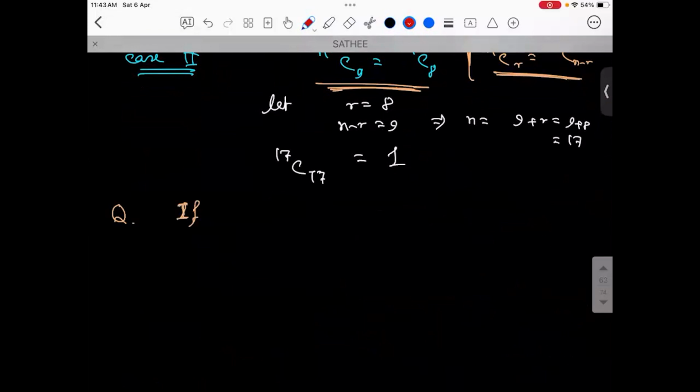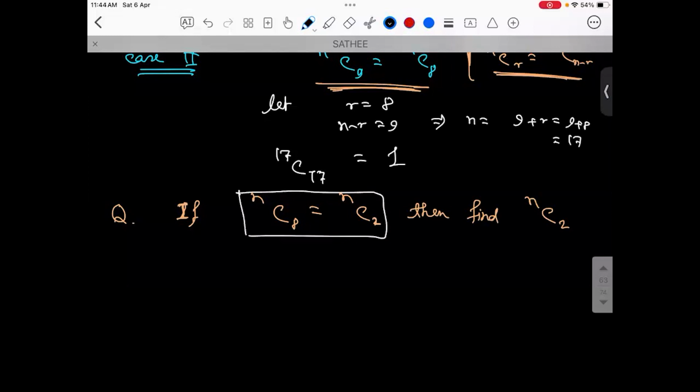If NC8 is equal to NC2, then find NC2. Similar problem. What I will do, just observe here.